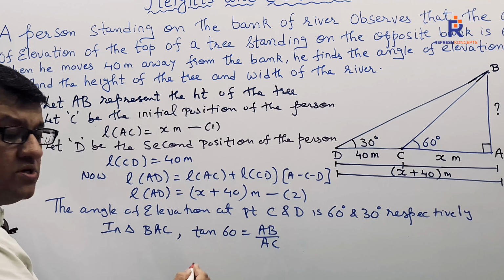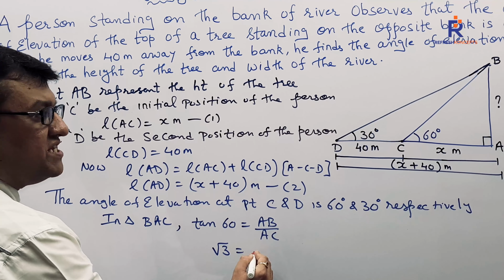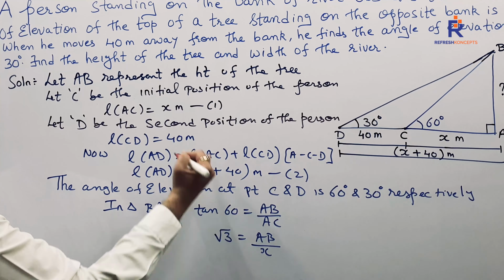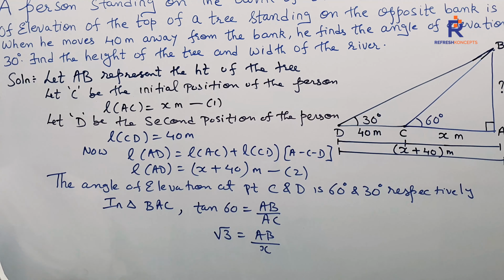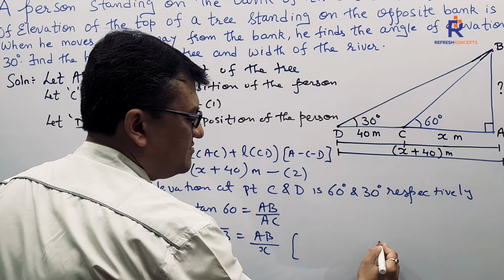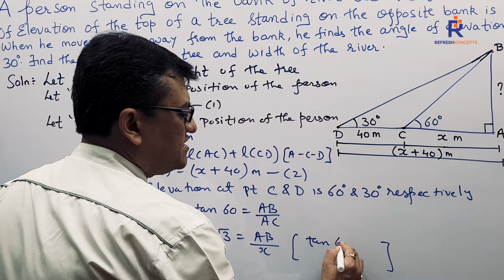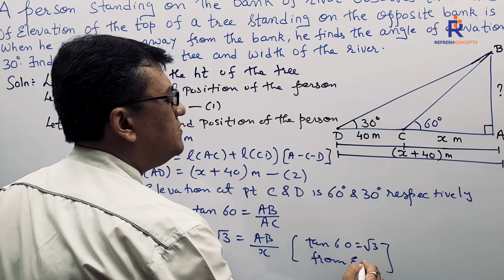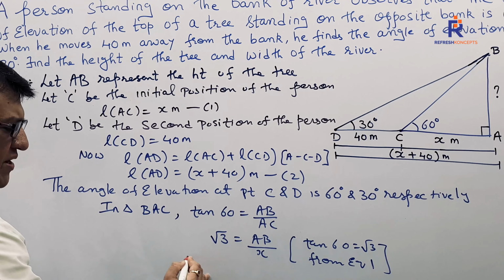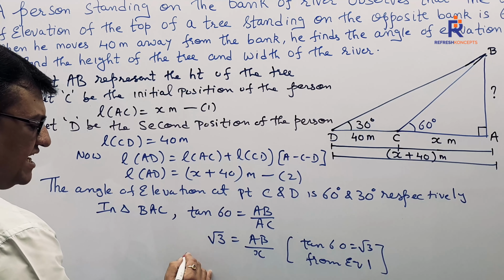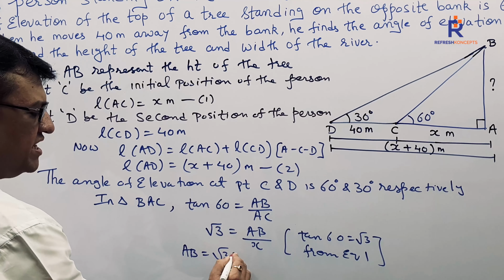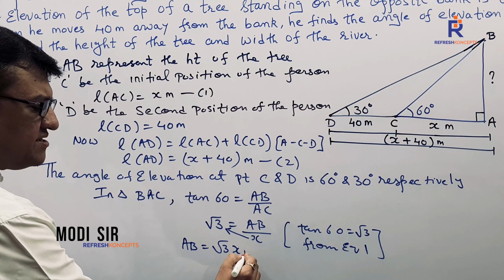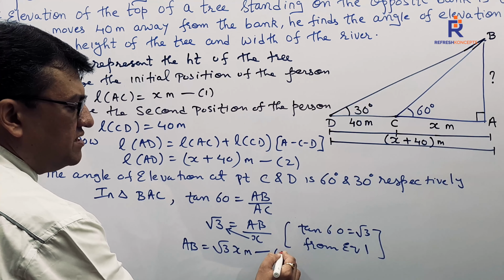What is the value of tan 60? The value of tan 60 is root 3. What is AB? We don't know. What is AC? AC is nothing but x meter, which we have given in equation number 1. We just need to write down that tan 60 is root 3. From equation 1, can I bring an equation for AB? Can I say AB is equal to root 3 x meter? Let this be my equation number 3.